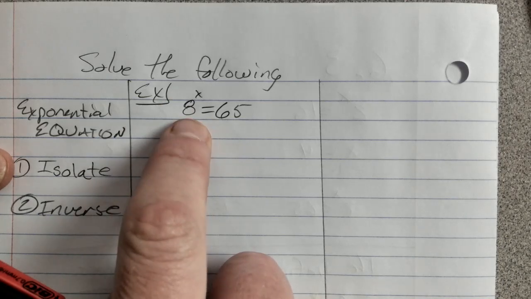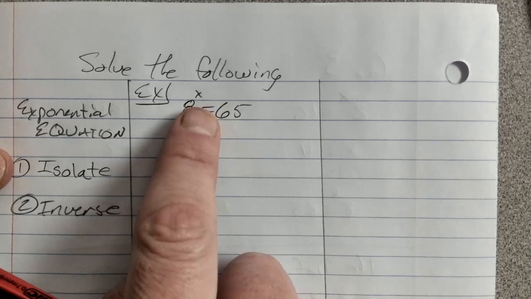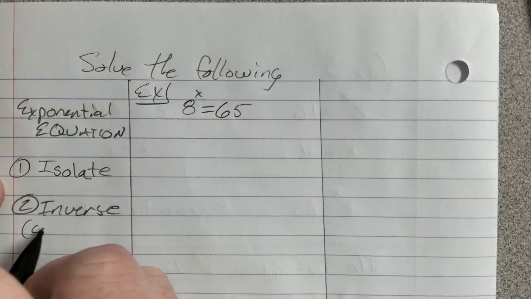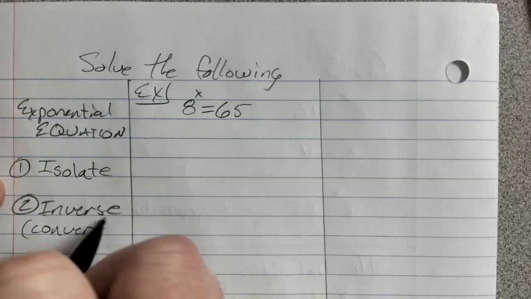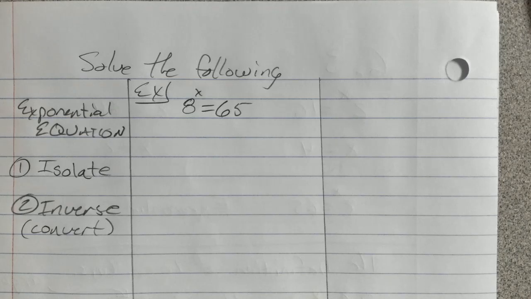Is there a number after 8 to the x being added or subtracted? No, so I don't need to worry about that. But I want to take the inverse. In other words, I need to convert. Right now, I have 8 to the x equals 65. How can I convert that to logarithmic form? How am I going to convert this to logarithmic form?